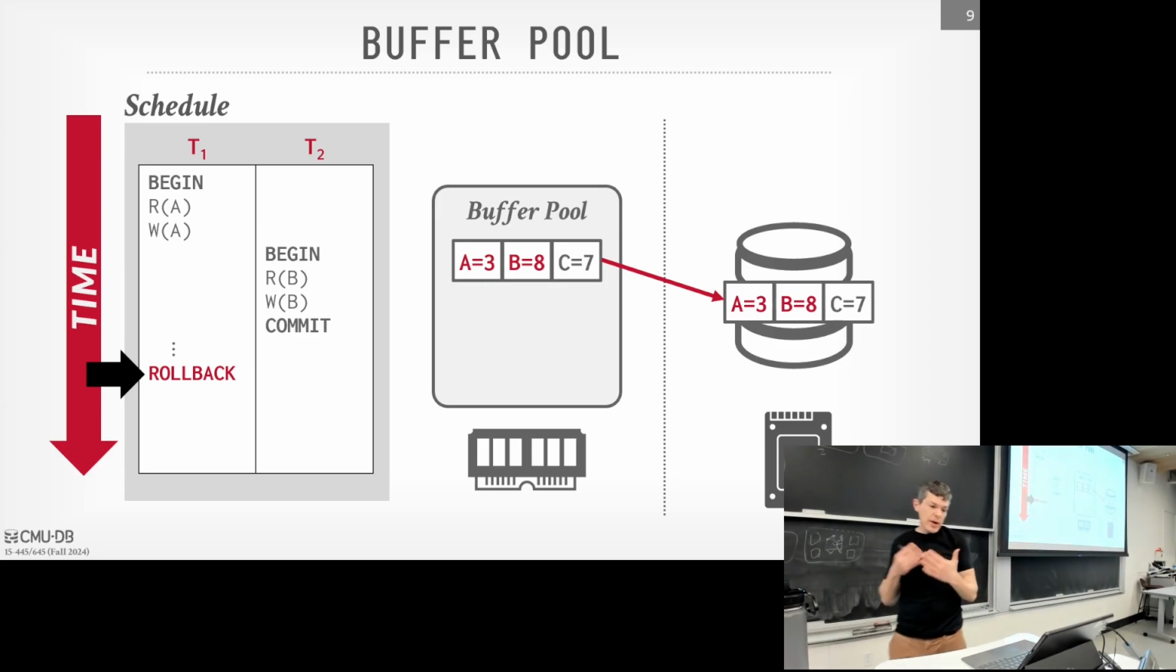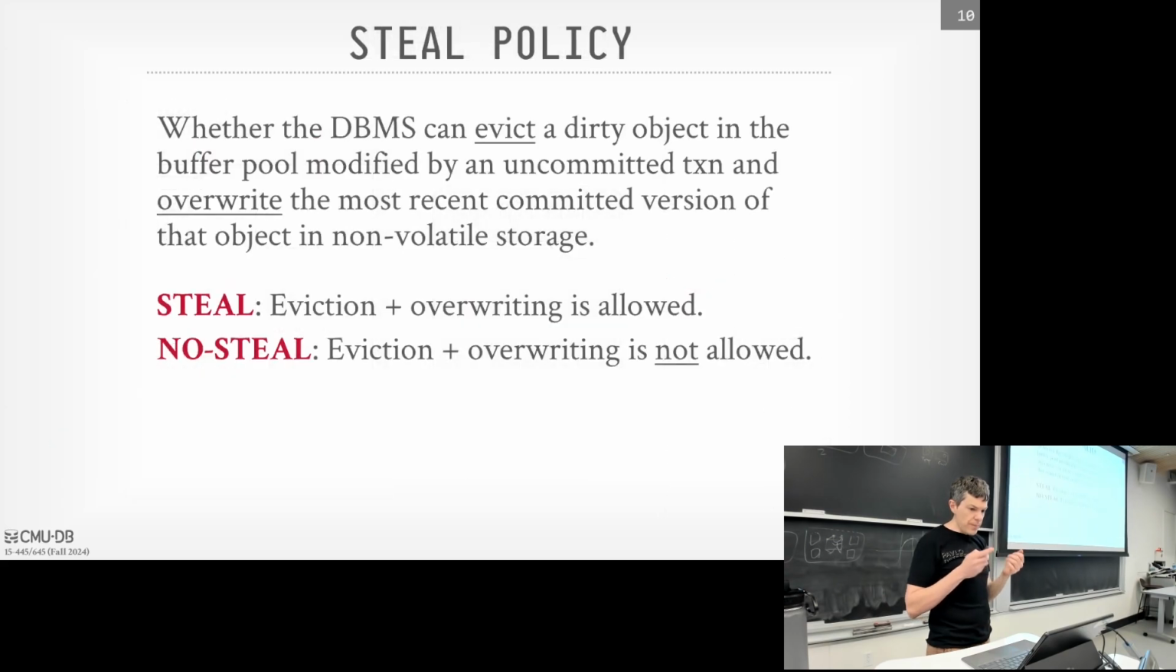So the policies we've got to be aware of, there are two decisions we can make in our buffer pool manager. The first one is called the steal policy, and the second one is called the force policy. The steal policy determines whether the database system is allowed to evict a dirty object from the buffer pool, so a dirty page in our last example, that was modified by a transaction that has not committed yet. So even though T2 has modified it and is going to commit, there's still another dirty change in there from T1. T1 has not committed.